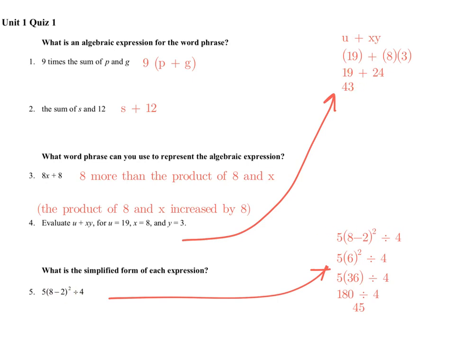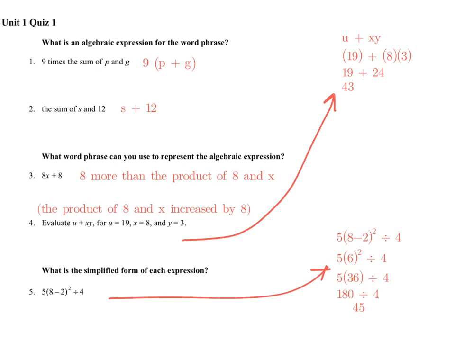Here, again, write the expression first, follow order of operations. The first thing that happens is parentheses, 8 minus 2 is 6. Okay, rewrite everything the same. Then the next thing that's going to happen is this exponent. 6 squared is 36. Everything else stays the same, 5 times that.